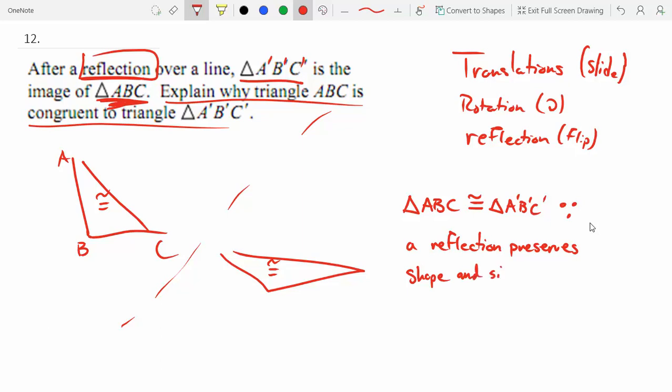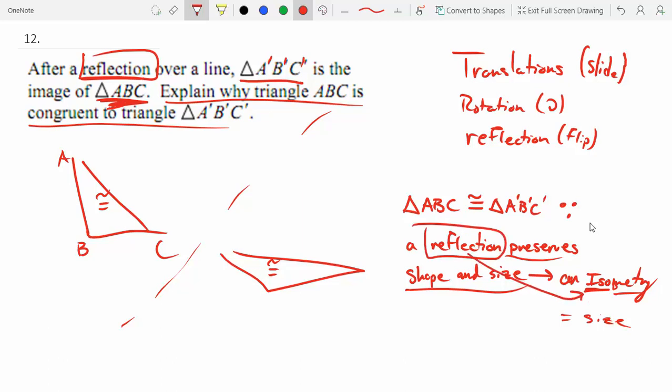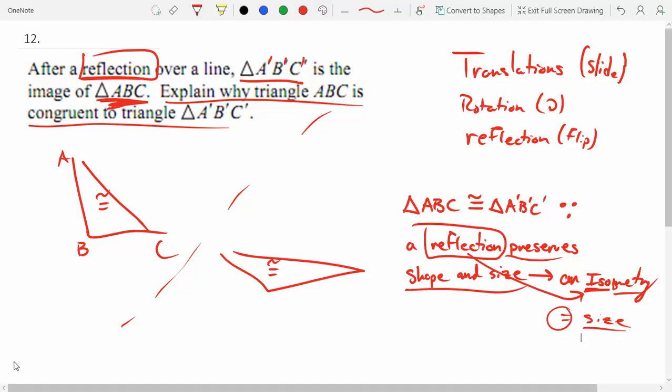and size. In other words, if you want a fancy word, if you're too lazy to write that out, you can say a reflection is an isometry. Okay, iso is Greek for equal, and metry is size. So when you write that down, well, why are these triangles congruent? That's because reflections are isometries. They're things that preserve size, they keep size. If you buy that, stop the video. I'll see you in the next one.